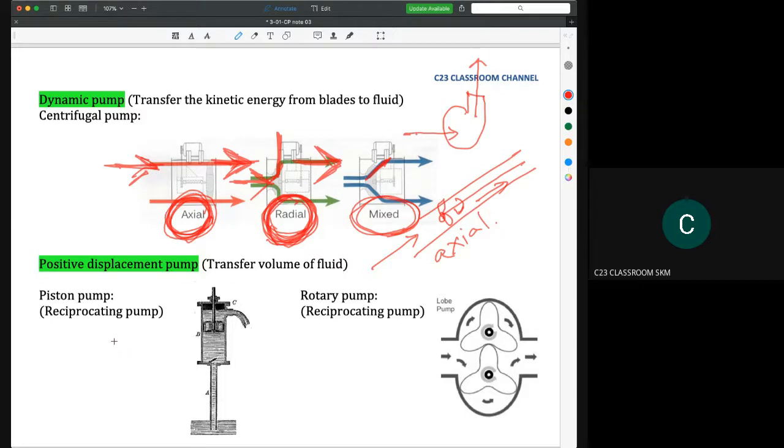Okay, this is another example, the piston pump or reciprocating pump. The idea is simple. As I said, we transfer fluid in terms of its volume. You could imagine we have a piston here. When we pull the piston up, it sucks water in, and when we press it down, the water flows out. You could see there is a movement, but no kinetic energy is being transferred from the piston to the fluid. It means the movement of the piston is not the main reason water is transferred from point A to point B. That is the difference between a positive displacement pump and a dynamic pump.